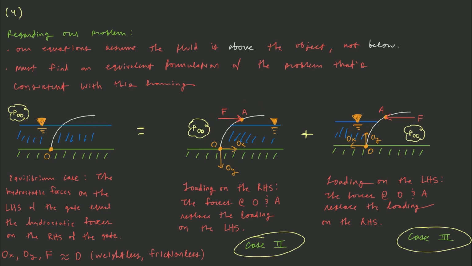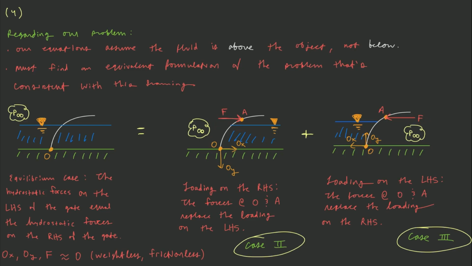Now, if we then just switch where this water is loaded to the left-hand side, we can imagine, since the forces on the gate always act perpendicular in hydrostatics, that this case is equal and opposite to the case where the water is switched from the right-hand side to the left-hand side. So here we would imagine that instead of OX acting to the right, we have OX acting to the left. Instead of OY acting down, we have OY acting up. And instead of F acting to the right, we have F acting to the left.